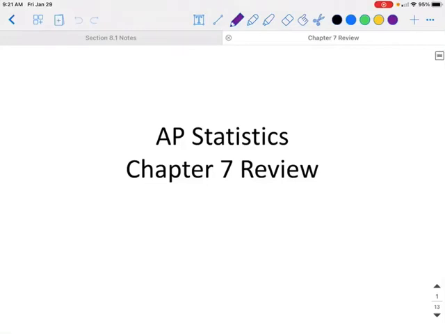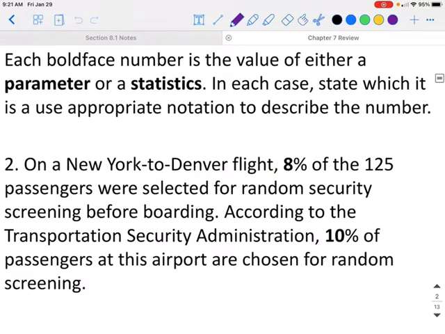This is the AP Statistics Chapter 7 Test Review. Each boldface number is the value of either a parameter or a statistic. In each case, state which it is using the appropriate notation to describe the number.